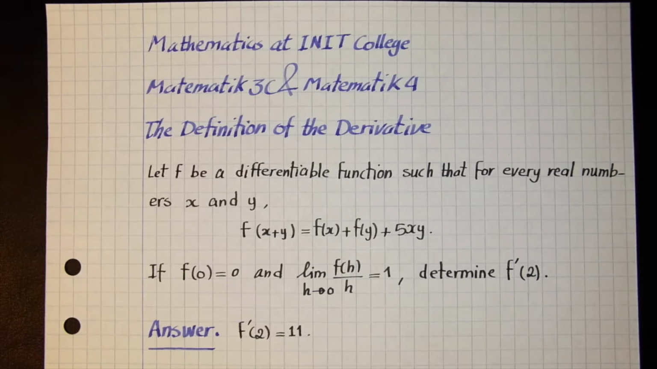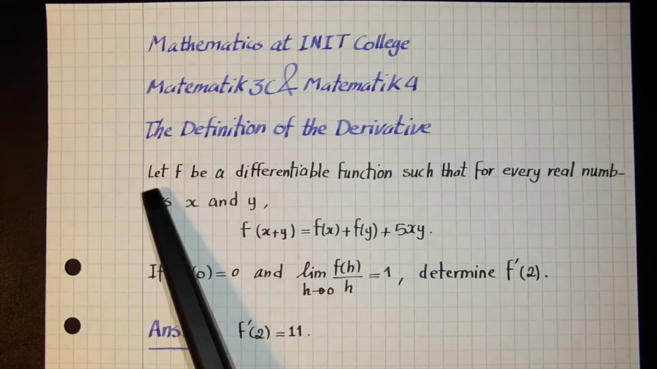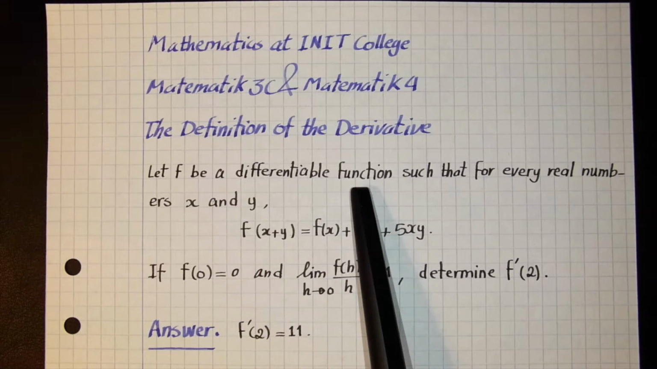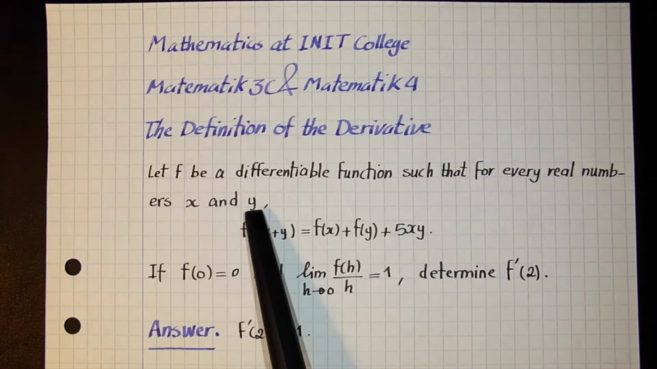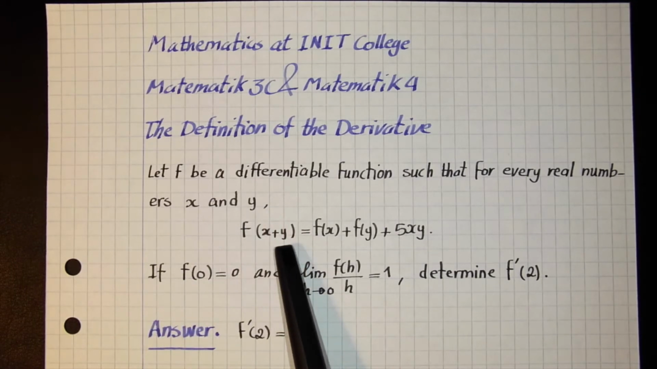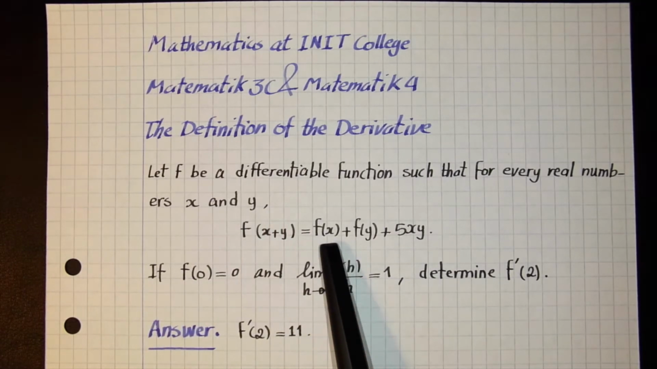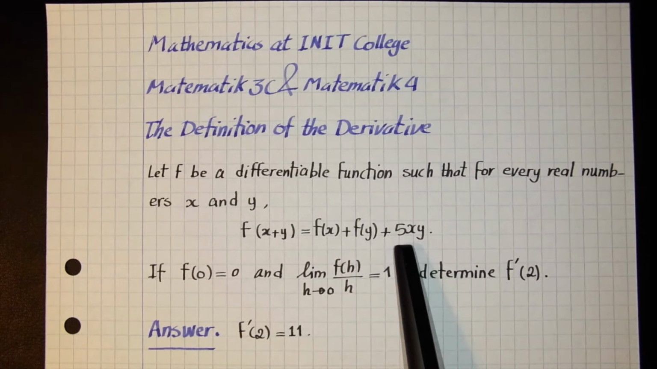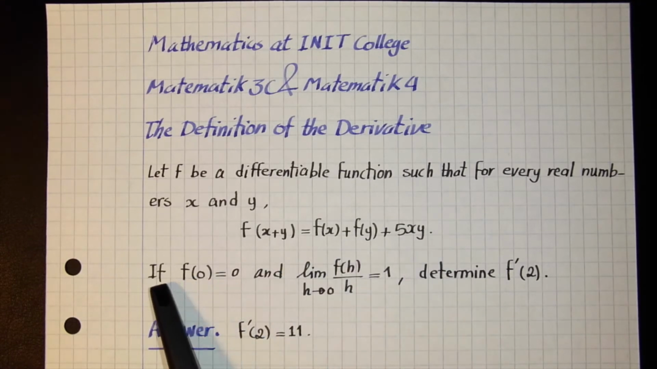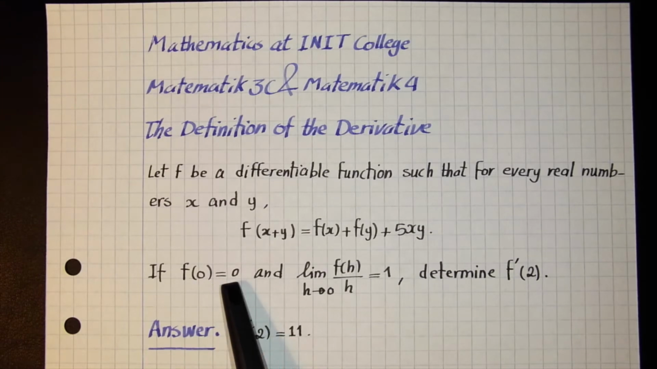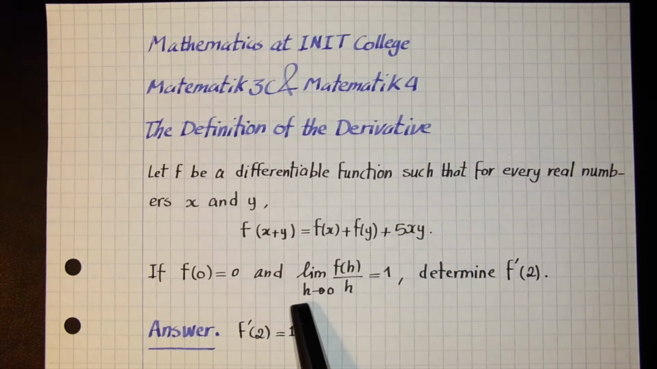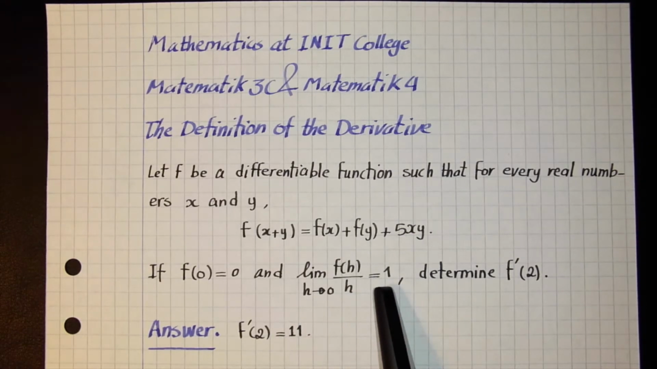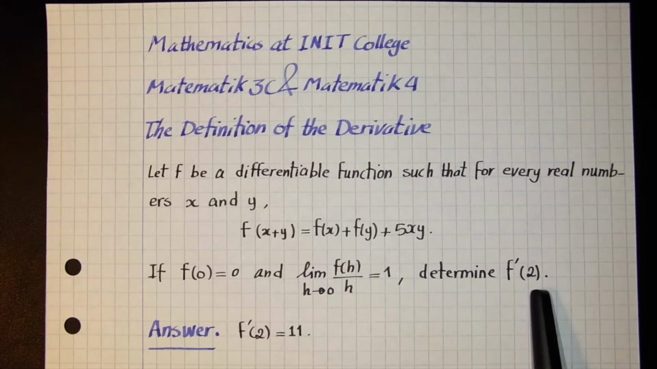Hi, this is Babak. In this video I am going to solve the following problem for you. Let f be a differentiable function such that for every real numbers x and y, we have f of x plus y equals f of x plus f of y plus 5 times x times y. If f of 0 is equal to 0, and if the limit of f of h over h as h goes to 0 is equal to 1, determine f prime of 2.